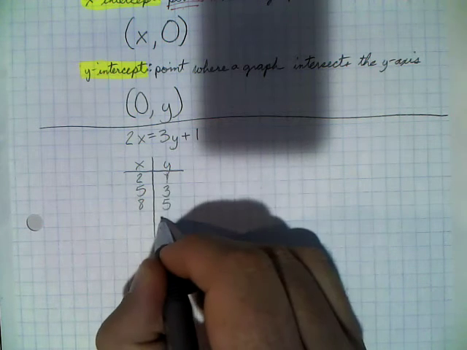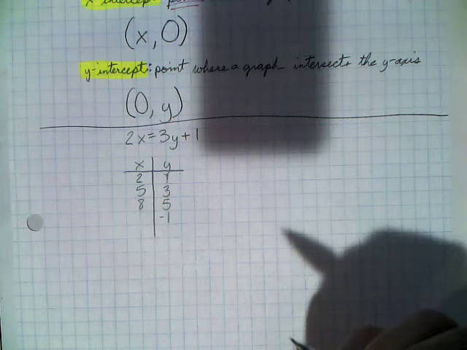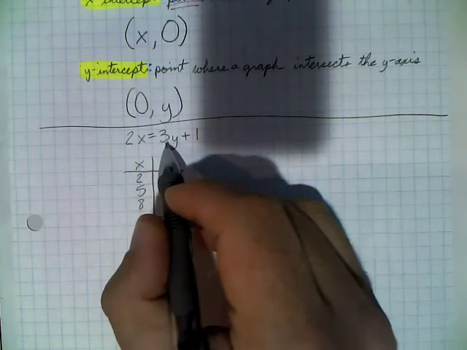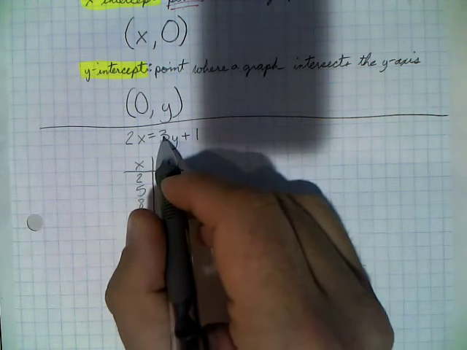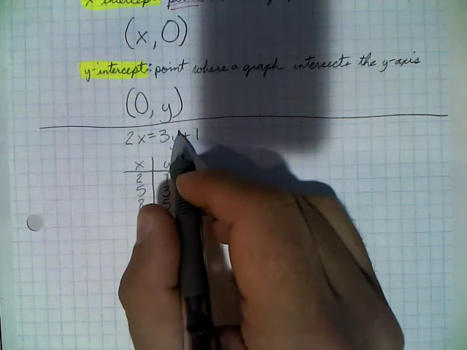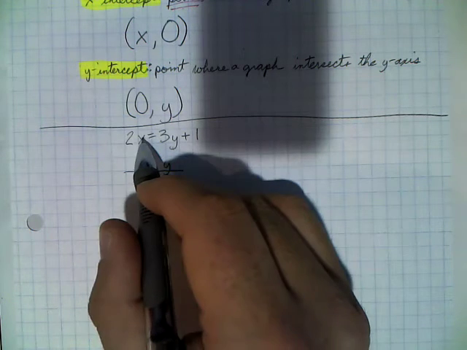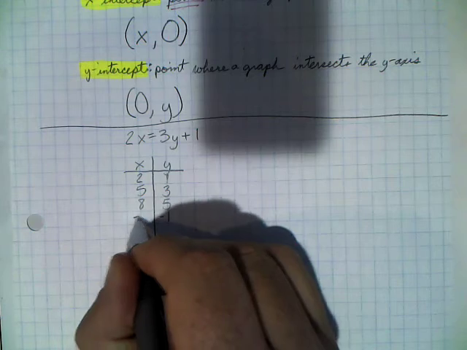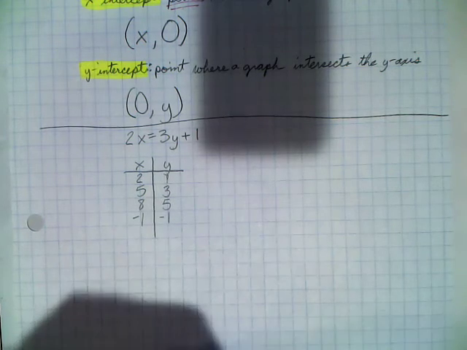noticing that these are all odds, what if we get an odd in the negatives, see how that turns out. So 3 times negative 1 would be a negative 3. Plus 1 would be a negative 2. Well, 2 times negative 1 is also negative 2. And so we just find a bunch of values.